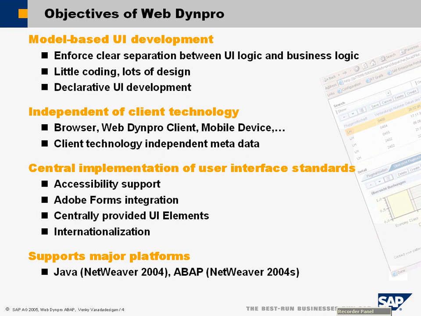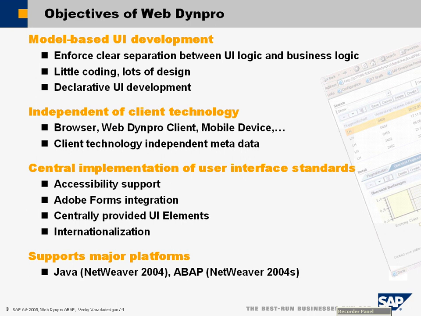And also, there should be a central implementation of all the UI standards, for example, the Adobe integration and internationalization, and different UI elements, list of UI elements supported, independent of the technology. So these are supported by the new technology that is Web Dynpro, which has been available as a Java flavor and will be available in the ABAP flavor real soon.